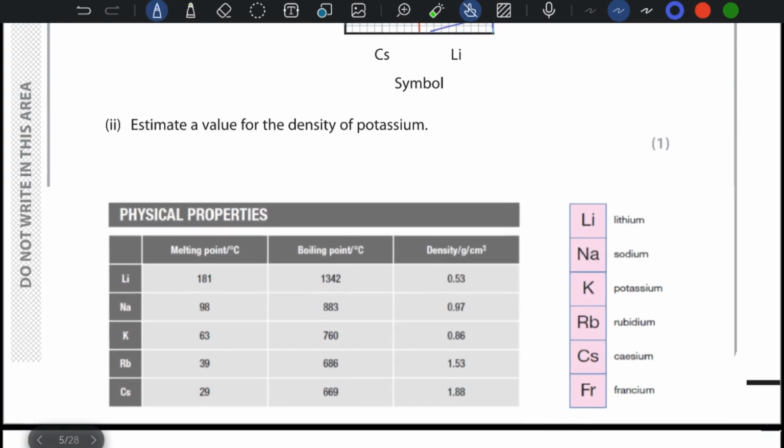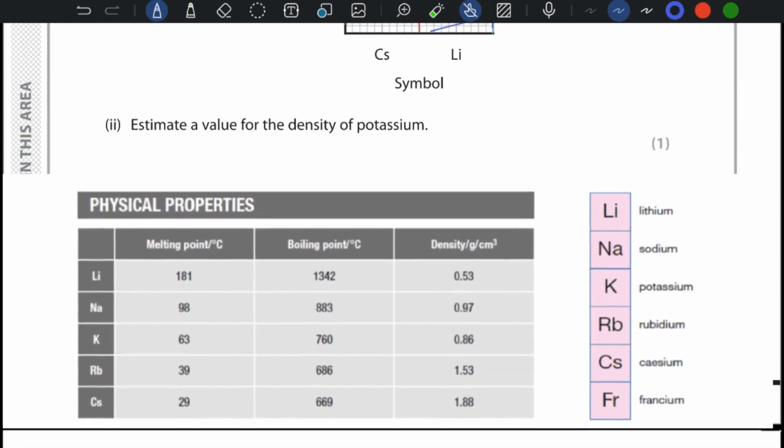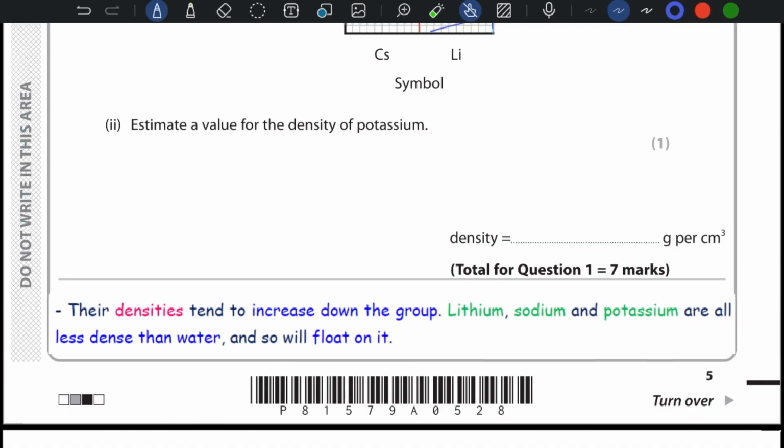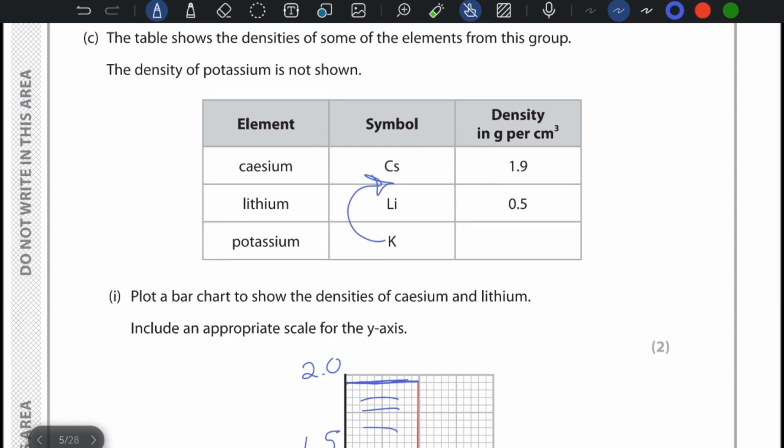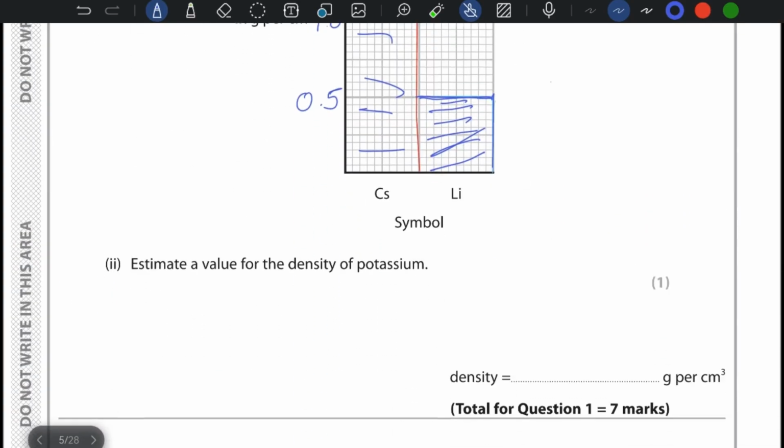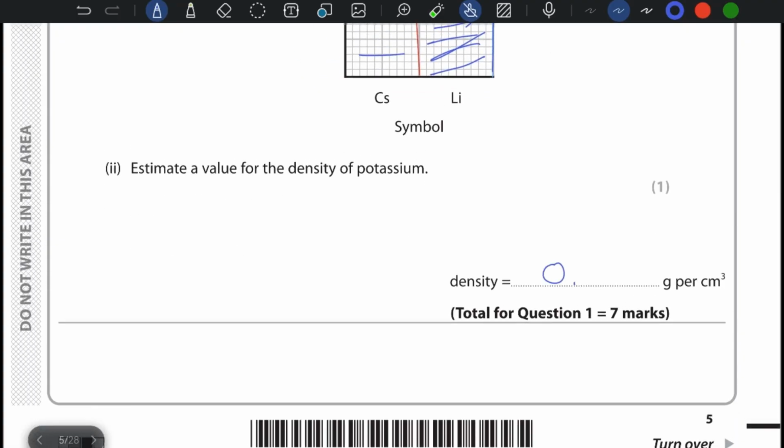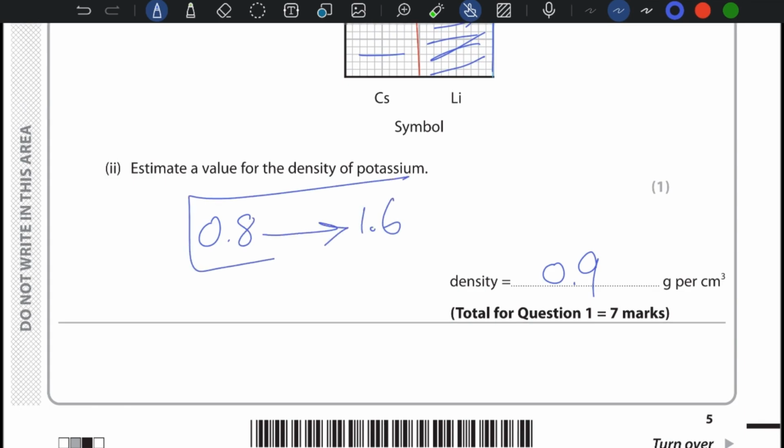Estimate a value for the density of potassium. As we mentioned, potassium is in between these two values. In between 0.5 and 1.9, we can use 0.9. We can use 0.8 to 1.6, any value between these two values. Even 0.8 is correct, 1.6 is also considered correct. So you can give any value between these two values. That's for question 1.